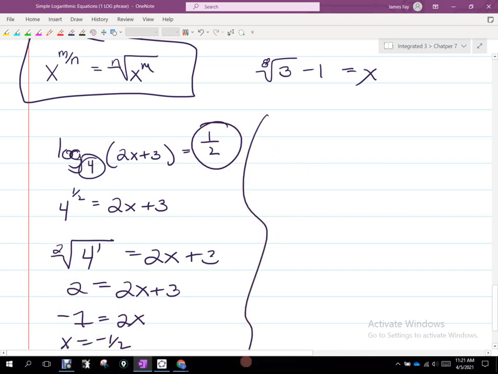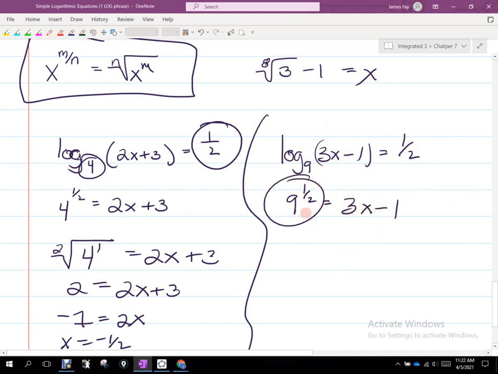So what's the question that you're getting there? Do you have an example? Log base 9 of 3x minus 1 equals 1/2. Okay. Then again, they're going to go 9 to the 1/2 equals 3x minus 1. 9 to the 1/2 is the same thing as the square root of 9 to the 1st. So that will turn into 3. It gives me 3 equals 3x minus 1. It's a good question. Does that make sense now?